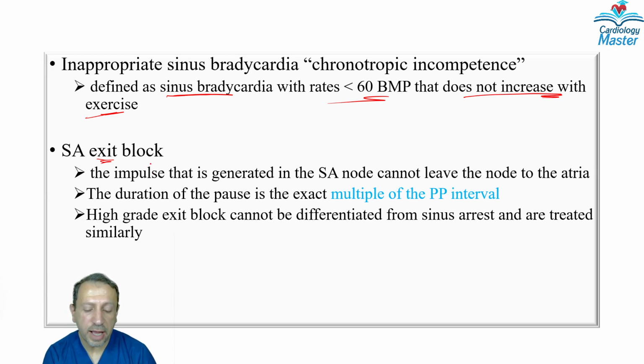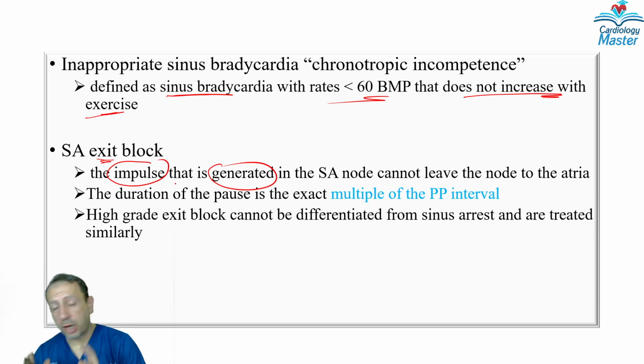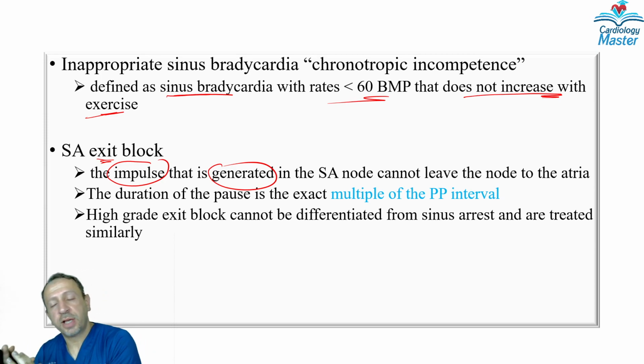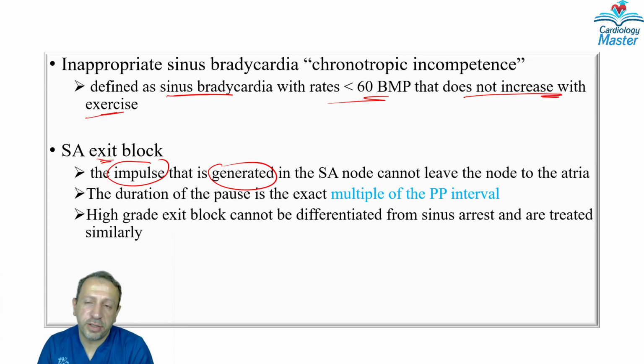It means that there is an impulse that is generated in the sinoatrial node. We are talking about sinoatrial node diseases now, which affect the sinus node: sinus node dysfunction, inappropriate sinus bradycardia, sinoatrial exit block, sinus pause, sinus arrest, tachybrady syndrome. They are all diseases of the sinoatrial node, which is different than the AV block that we talked about.